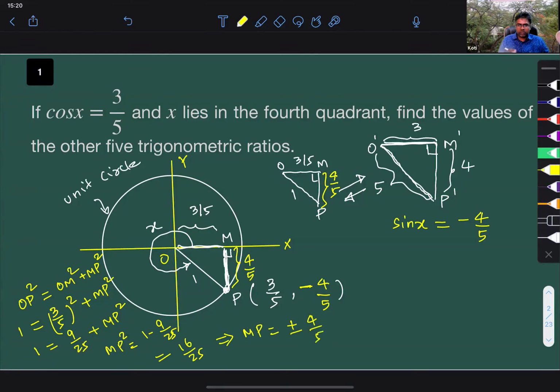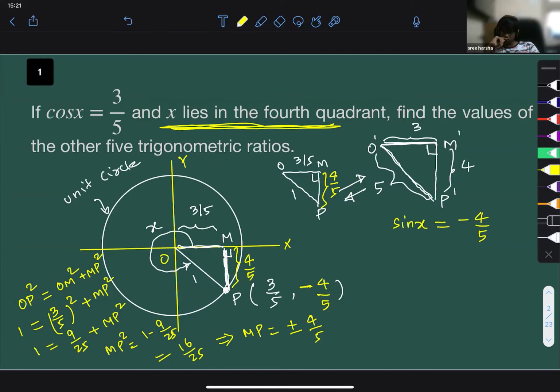So now I have two values. If I use Pythagoras theorem, the value of MP can be 4 by 5 or minus 4 by 5. But which one will I select? That is decided by the information that is given here. X lies in the fourth quadrant. I know in the fourth quadrant, the sine value, which is given by the Y coordinate, is negative. So hence I will select minus 4 by 5. Okay, I think that makes sense.